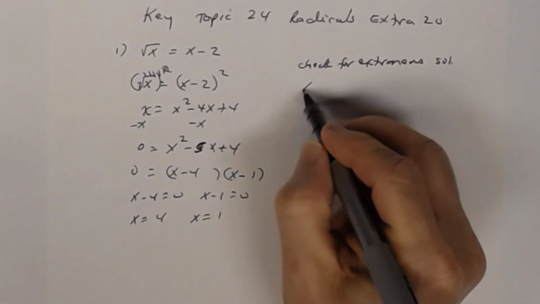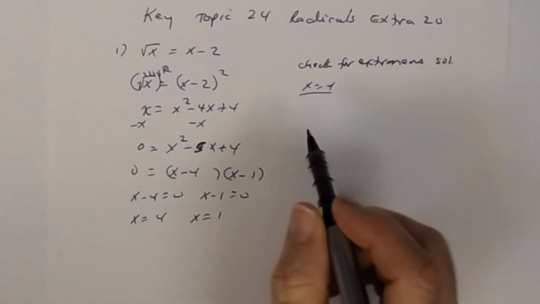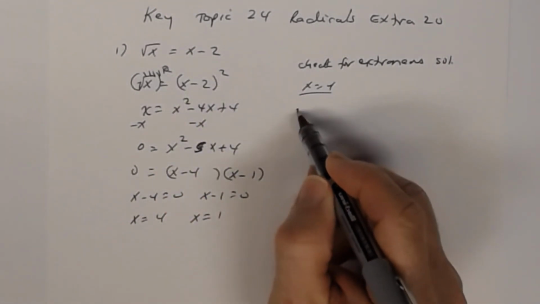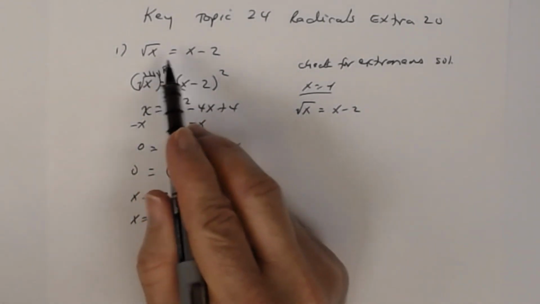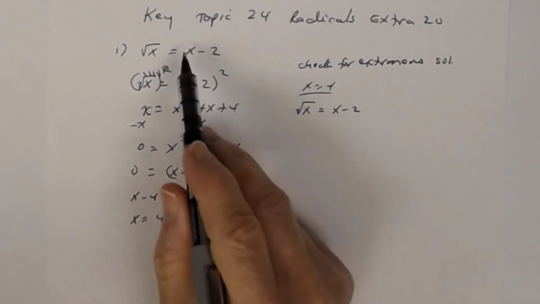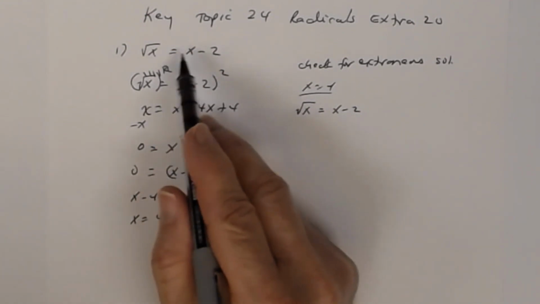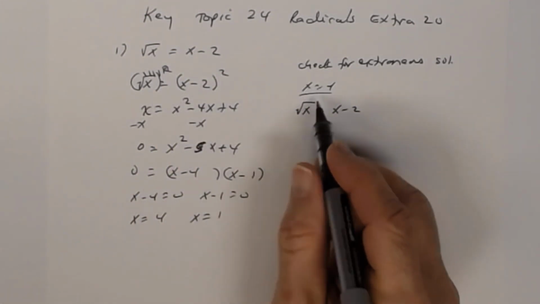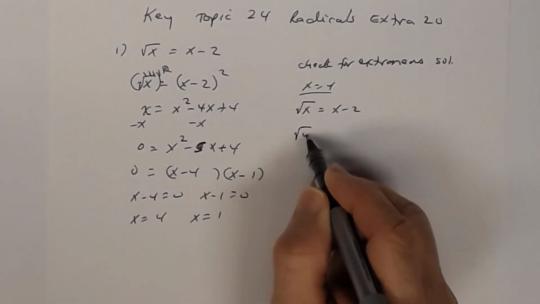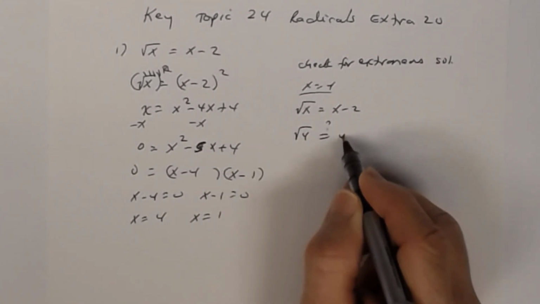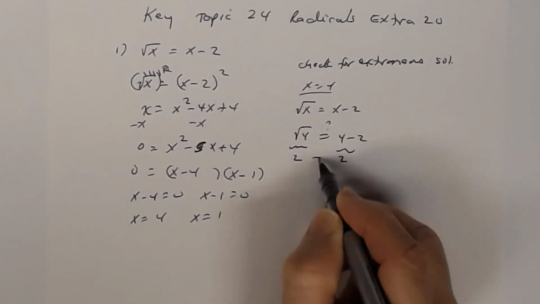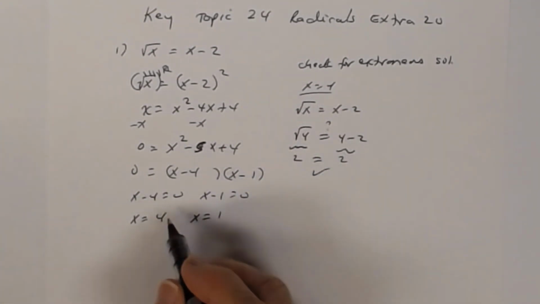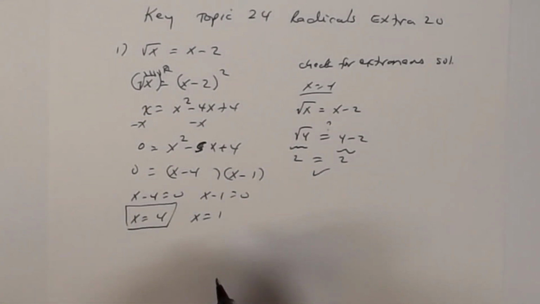So let's check x equal 4. To check, you go back to the original problem, which is the square root of x equal x minus 2. Always go back to the original, because that's what you're trying to solve. In place of x, I substitute 4, so I get the square root of 4, and I want to see if that equals 4 minus 2. The square root of 4 is 2, and 4 minus 2 is 2, so they are equal. So x equal 4 is a solution.